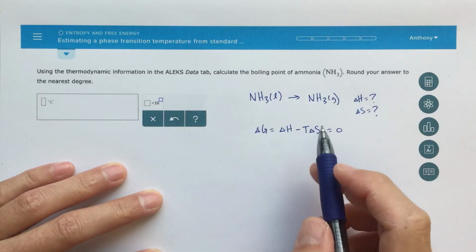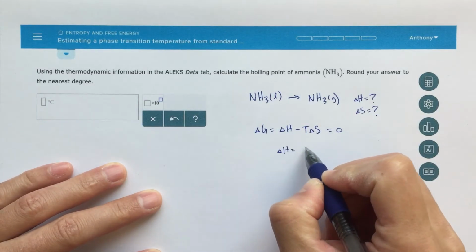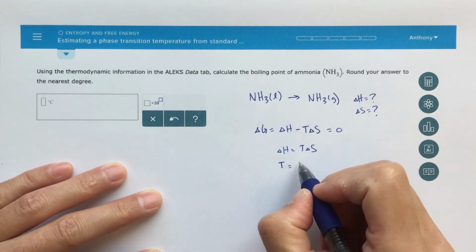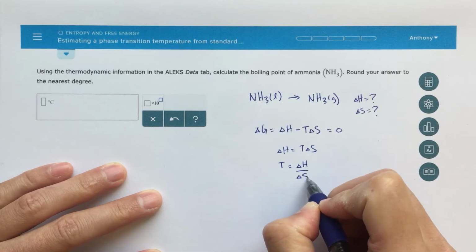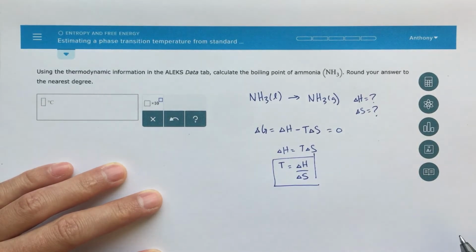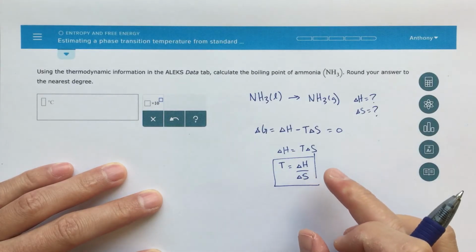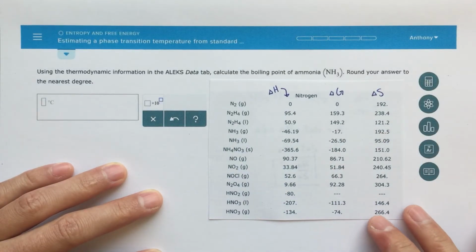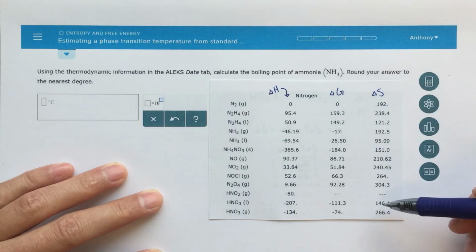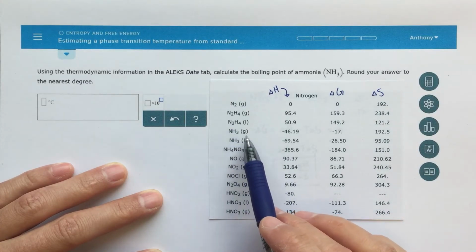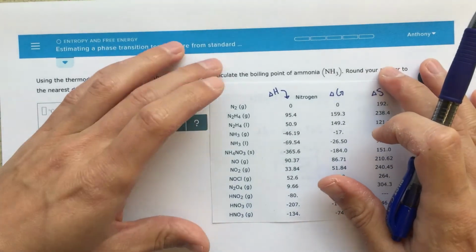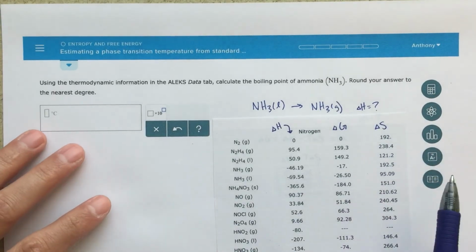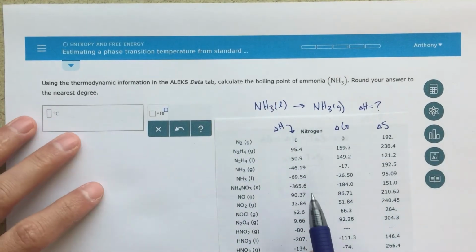I can rearrange this so that delta H equals T delta S, and then the temperature at that phase change is going to equal delta H over delta S. This is the key piece for this type of problem. Now I need to figure out the delta H and delta S information. In this data tab, you'll find delta H and delta S for NH3 gas and NH3 liquid, and I can calculate the delta H and delta S of this chemical reaction from that data.